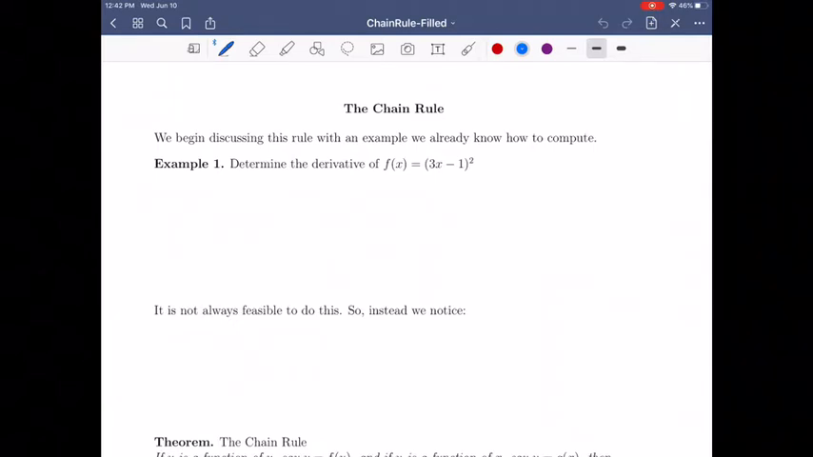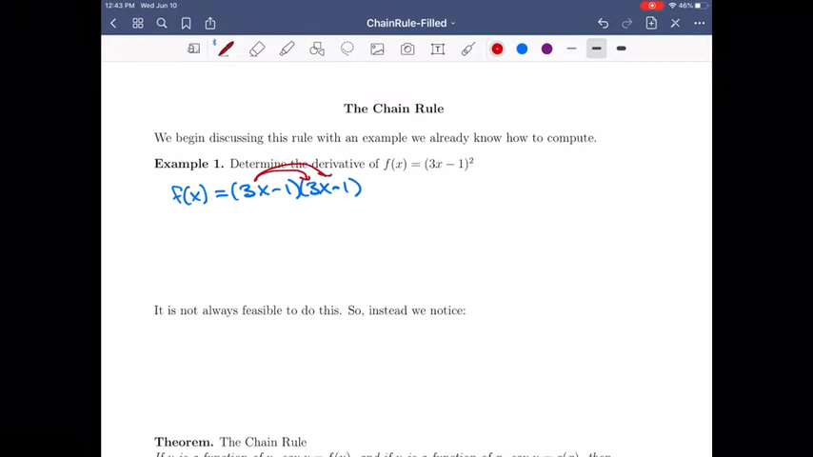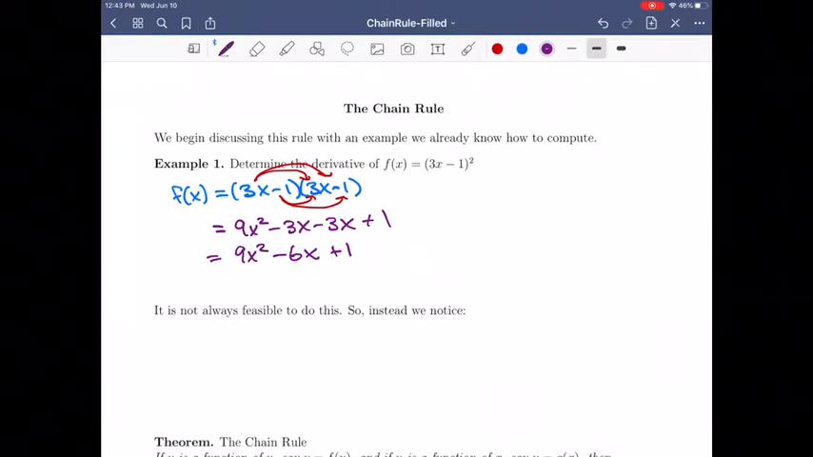Without using the chain rule, we would have to expand this out. So f of x would be (3x - 1) times (3x - 1), and we'd have to FOIL everything out. So we would get 9x squared minus 6x plus 1. And then we can take the derivative as 18x minus 6. Okay, so that would be our derivative.